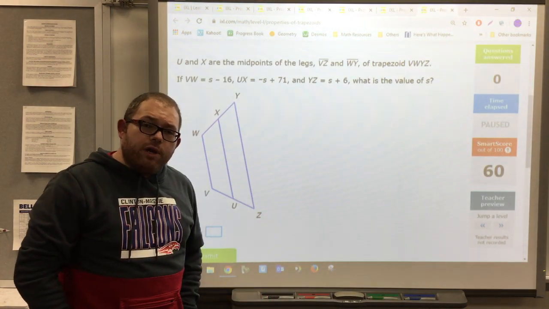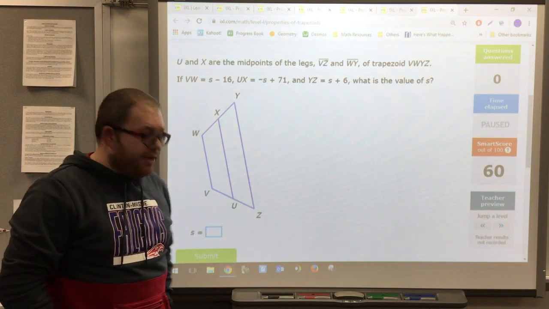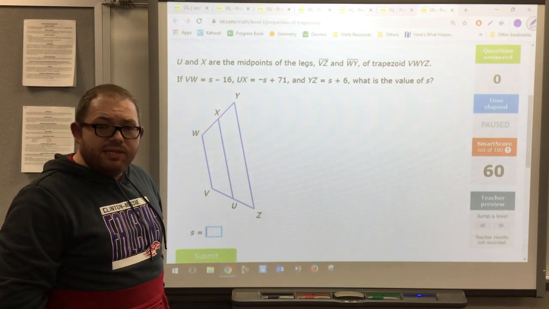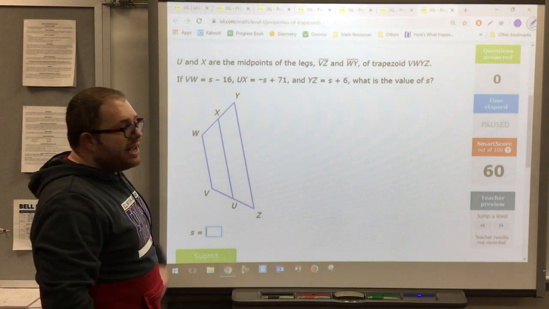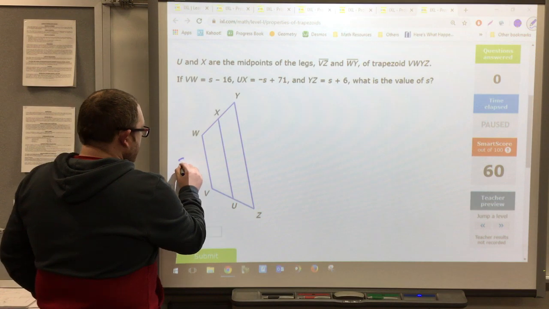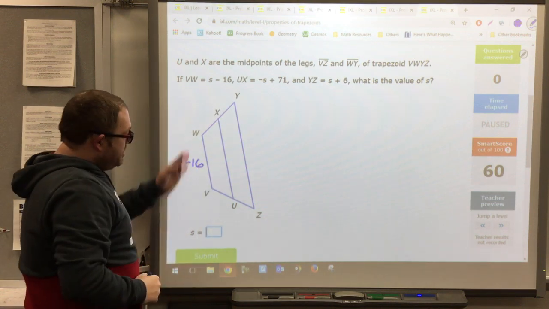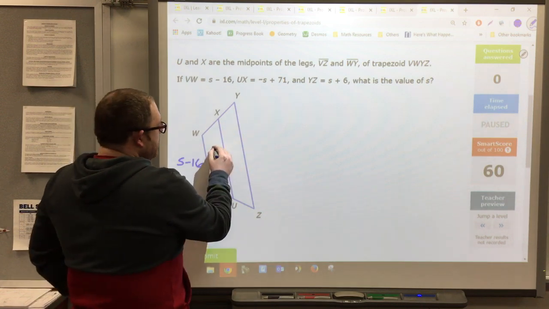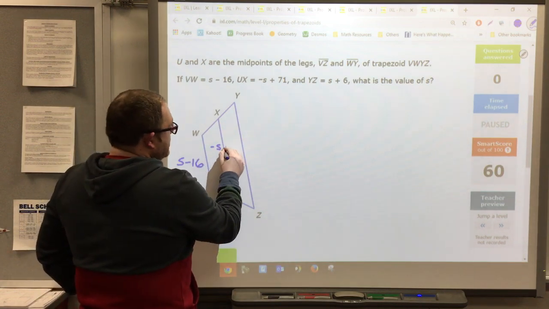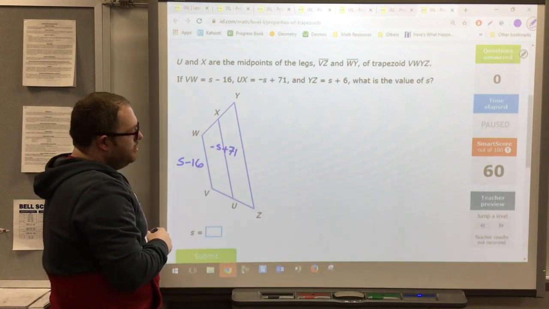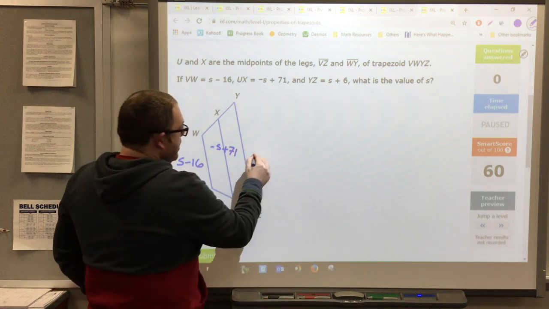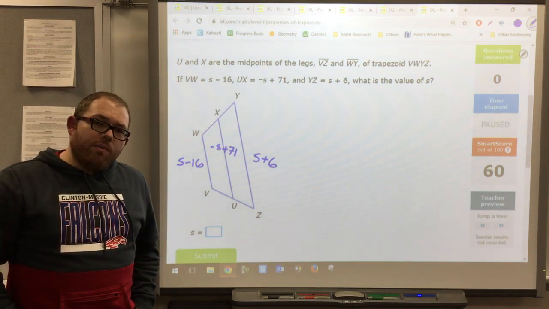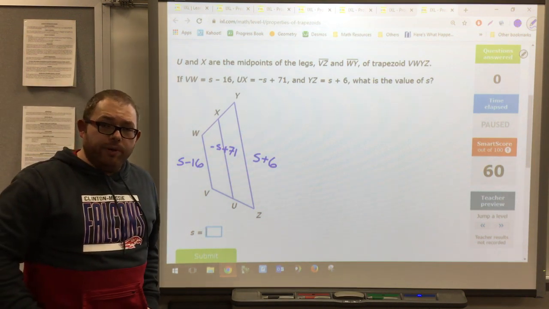The hardest type of question you might come across will look like this. They'll give you all the pieces for the mid-segment and the bases as expressions. The one to the left is s minus 16. The one in the middle, negative s plus 71. And the one to the right, s plus 6.